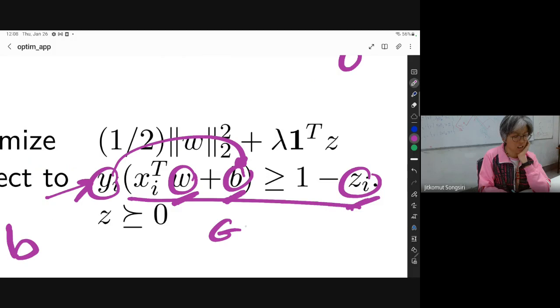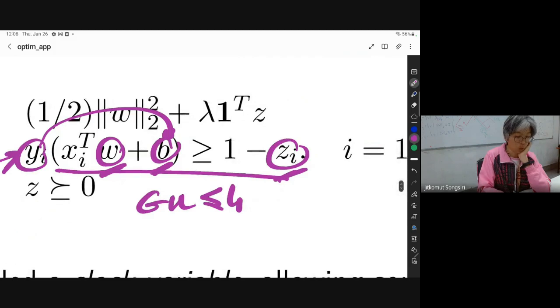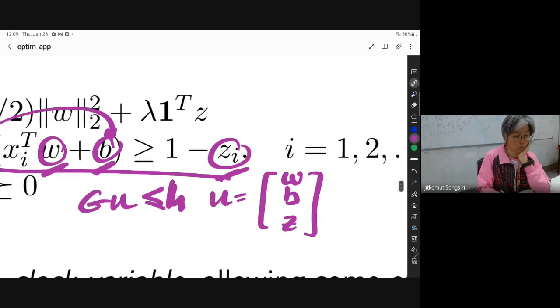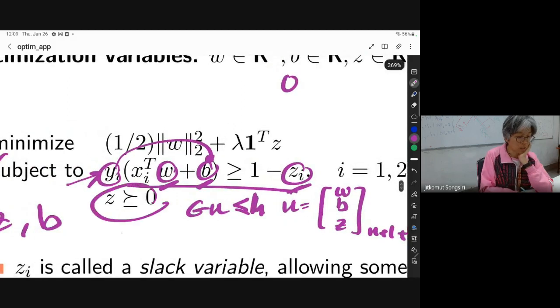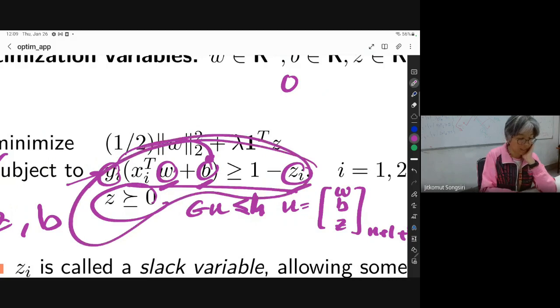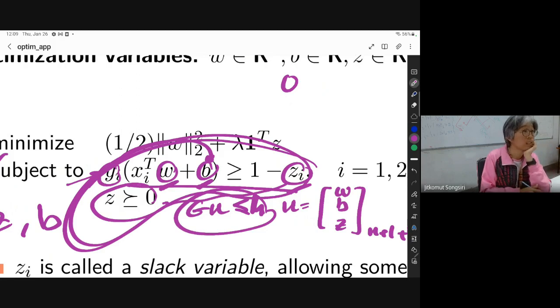Can you describe it as GU less than H? Your U is going to be all the variables, a stack of W, B, and Z. The length of your U is going to be n plus 1 plus big N. The second one is, of course, obviously linear in Z. If you combine the two sets of constraints, GU less than H. Okay, agree that we have linear inequality constraints.